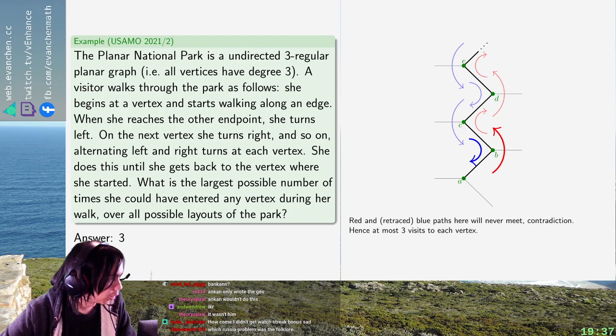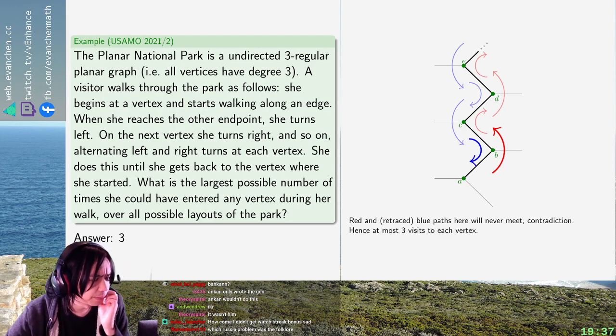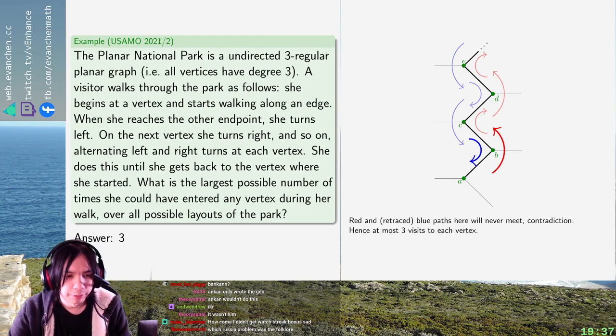Which Russia problem? I don't know the exact reference. I remember it's old, before the 2000s, but I don't remember the exact reference off the top of my head.